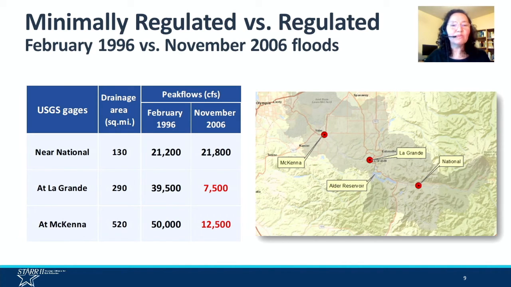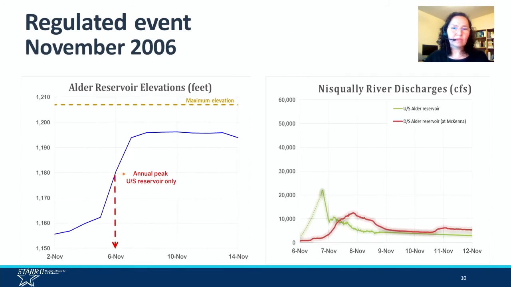But November 2006 was not even the largest event of that water year, of the 2007 water year. So when we start to compare the two events, we found a really good example of what would be a minimally regulated and a regulated event. The November 2006 event would correspond to the typical regulated flood event.